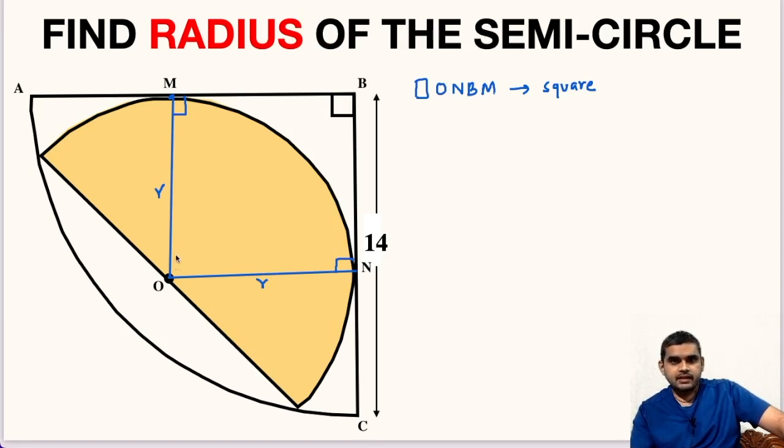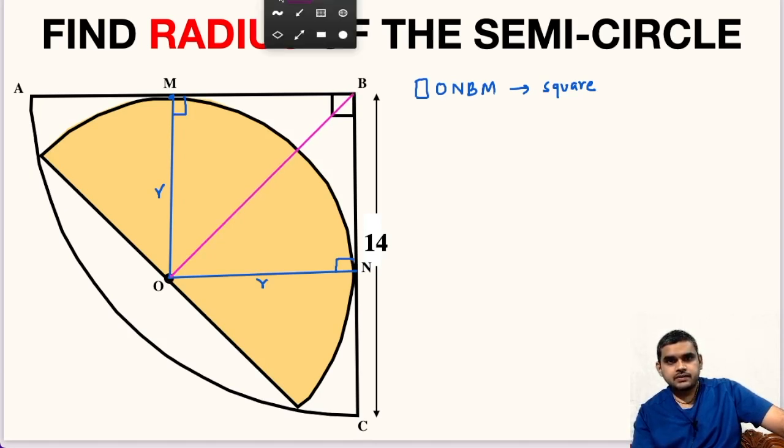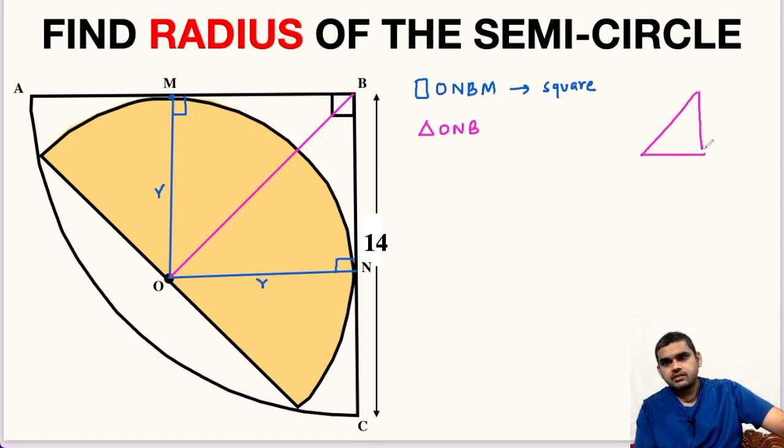Now to proceed ahead, let us do another modification. Let us join O and B. So we will get a right triangle ONB. Let me draw this right triangle. So this is O, this is N and this is B, and this angle is 90 degree. This is small r. Now what will be B to N? Being a square, its length will also be small r.